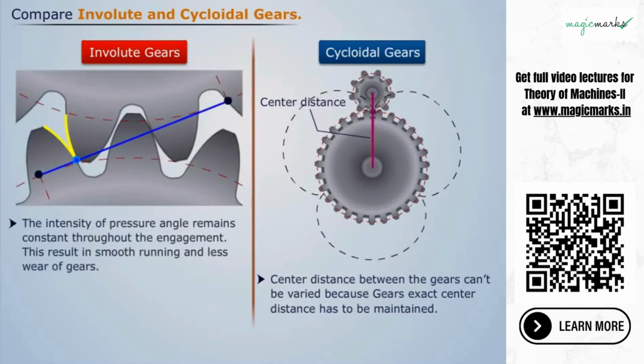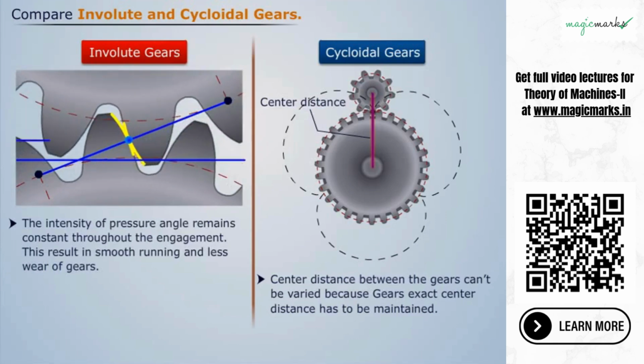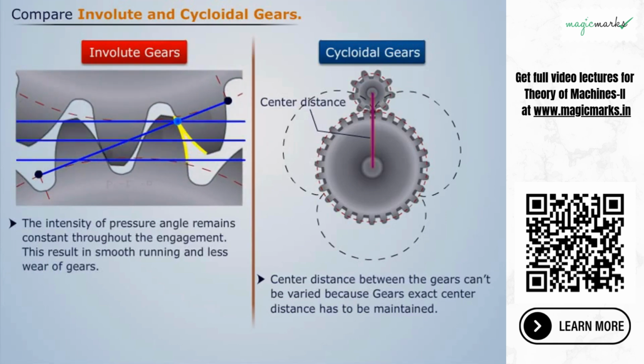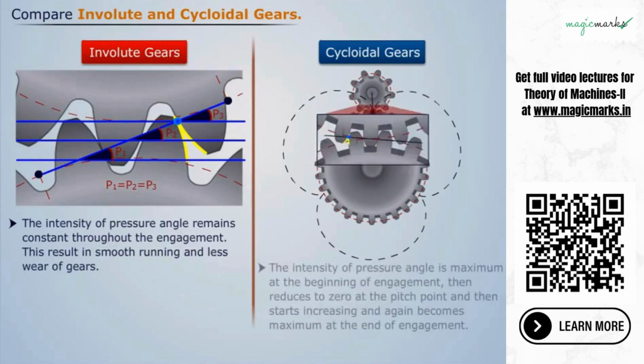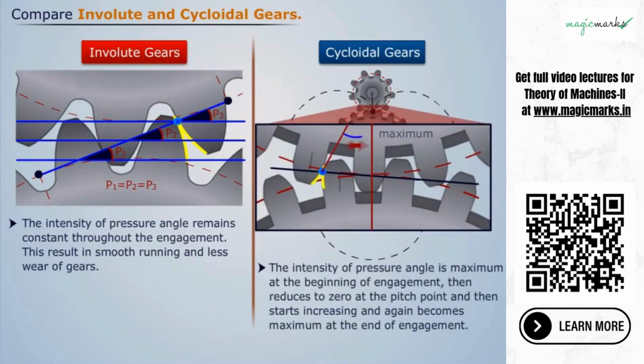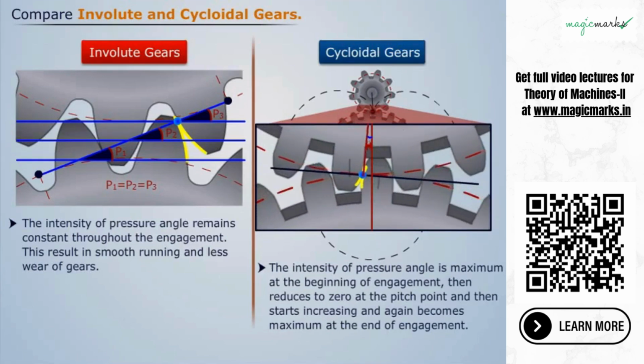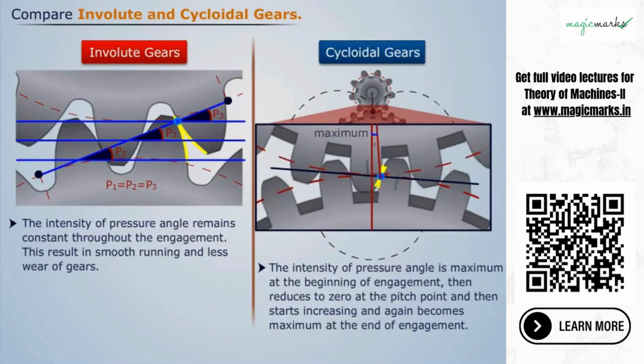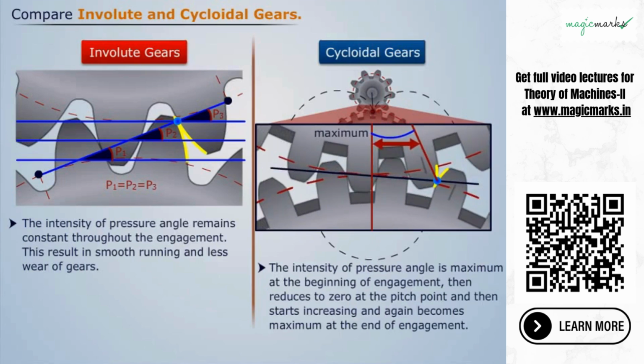In involute gears, the intensity of pressure angle remains constant throughout the engagement. This results in smooth running and less wear of gears. But in case of cycloidal gears, the intensity of pressure angle is maximum at the beginning of engagement, then reduces to zero at the pitch point and then starts increasing and again becomes maximum at the end of engagement. This results in less smooth running and greater chances of wear of gears.